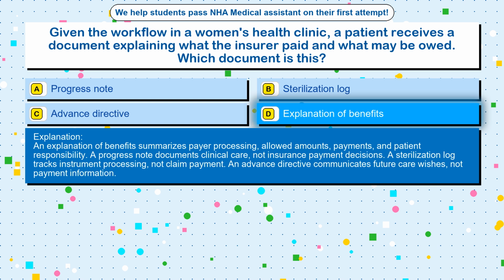A sterilization log tracks instrument processing, not claim payment. An advance directive communicates future care wishes, not payment information.